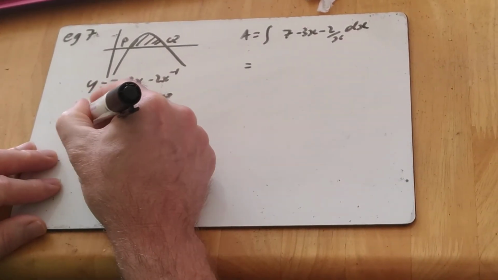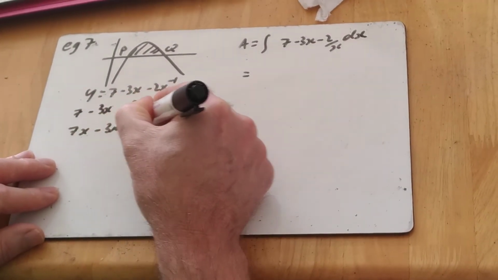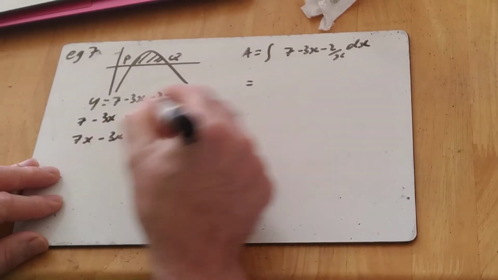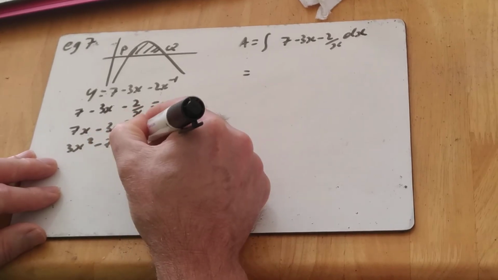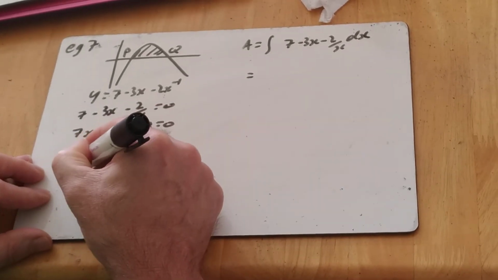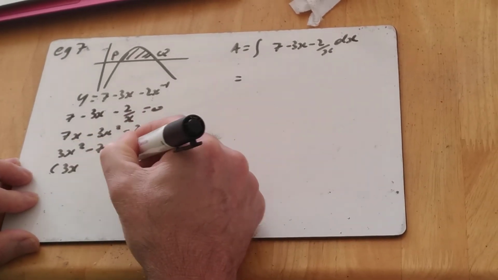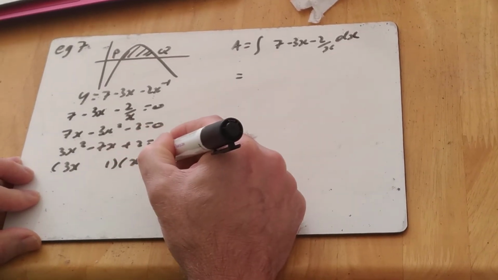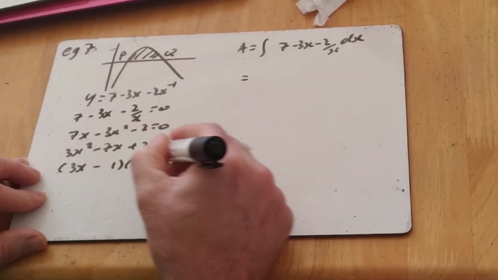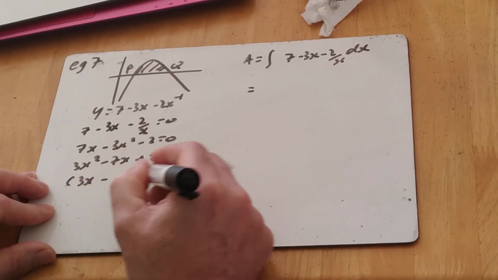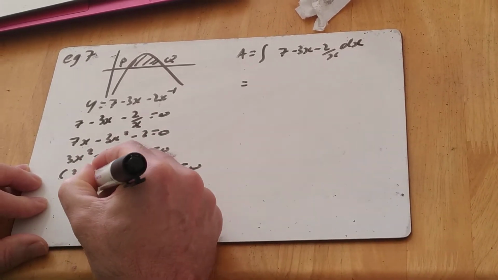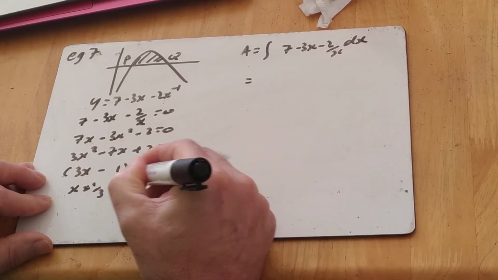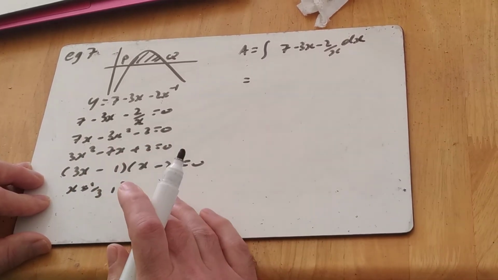Times everything by x. Move it all across, so I've got 3x squared minus 7x plus 2 equals 0. Hopefully it factorises. I think we're good to go there. Let's have a check. I've got 3x squared minus 6x minus 7x plus 2. So x equals a third is my lower limit, and x equals 2 is my upper limit.